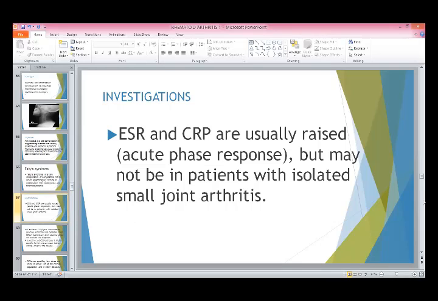Investigations: blood CP shows high ESR. C-reactive protein is usually raised, which shows the acute phase response, but may not be raised in a patient with isolated small joint arthritis. Chronic cases may not be increased, but they show the acute phase response, the rise in ESR and CRP.